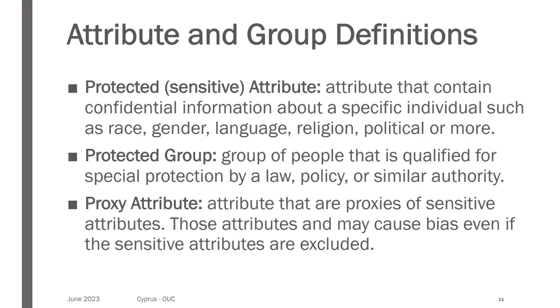So let's have a few definitions, taken from law and sociology and introduced into computer science. We have what we call protected or sensitive attributes: anything that has to do with confidential information about users that may not be relevant to a decision being taken in specific cases. It may include race, gender, language, religion, political views, and more, as long as they are not related to the expected outcome. This is sensitive information because it is private and may be used to discriminate. There are protected groups, minorities, groups of people that are qualified for special treatment or special protection by laws, policy, or similar authorities. And there are proxy attributes.